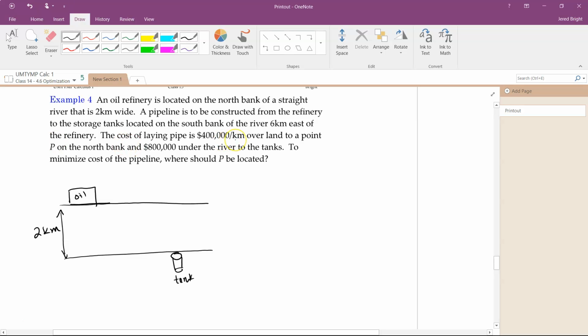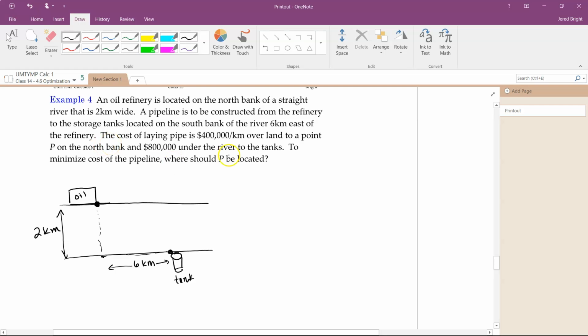South bank that is 6 kilometers east. So I'm just going to say from here and then to here. If I were to go across and then over, this is going to be 6 kilometers from there to there. Let's see, 6 kilometers east of the refinery.